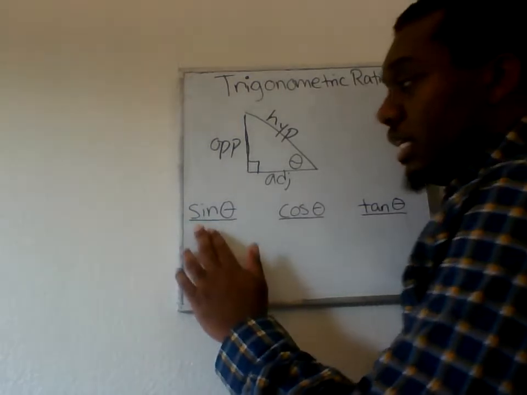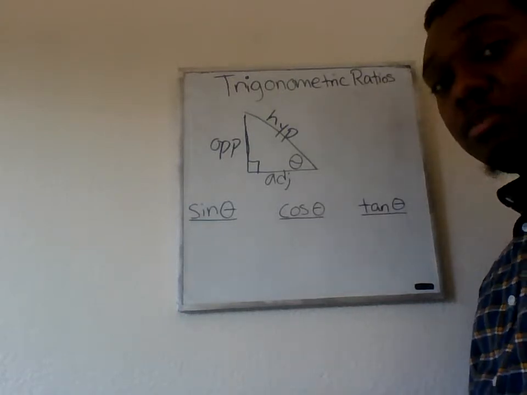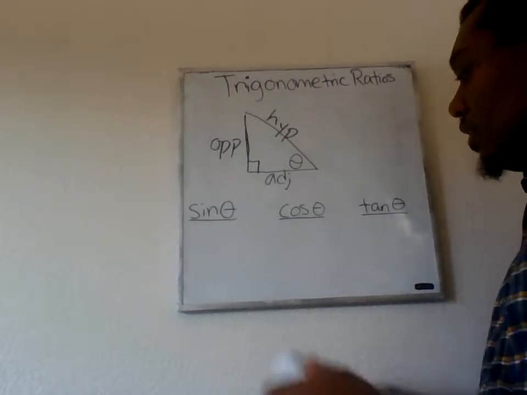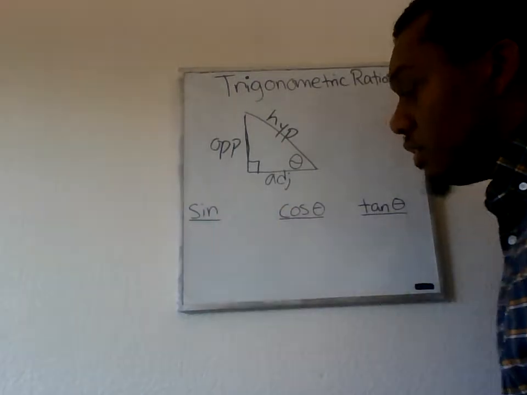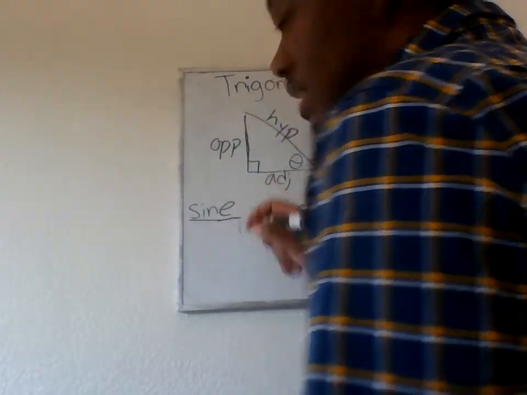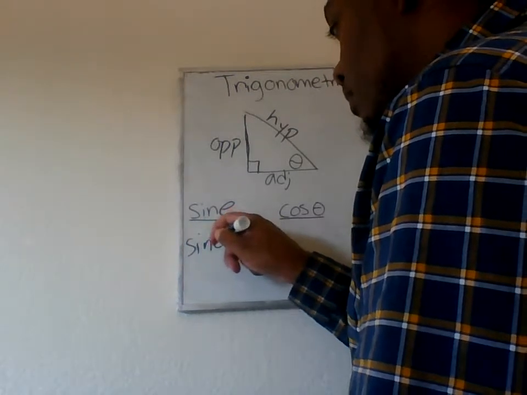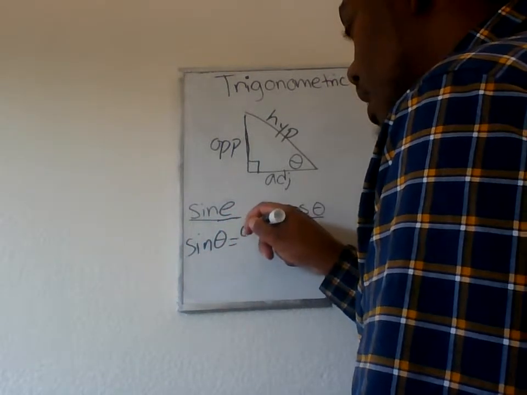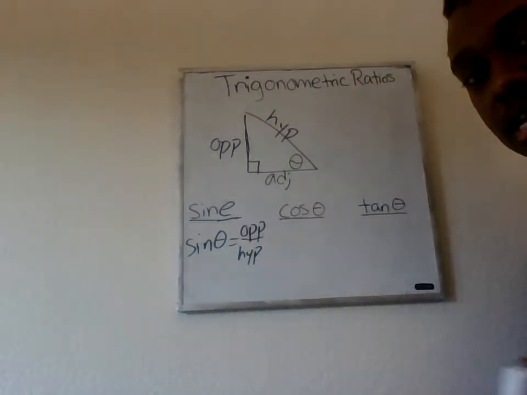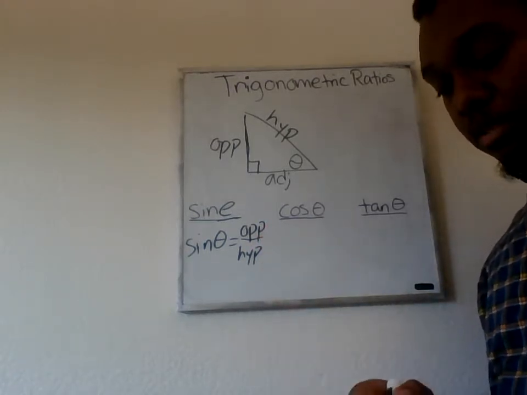The first one, though, is sine. It's spelled S-I-N-E. It's abbreviated S-I-N. Okay? And in fact, you know what? I'm going to actually spell that out. I wasn't going to, but I'm going to spell it out. This is sine. So not sin, but sine. And it is sine of the angle is equal to the opposite side divided by the hypotenuse. Every single time, sine of that angle is going to be equal to the opposite side divided by the hypotenuse.